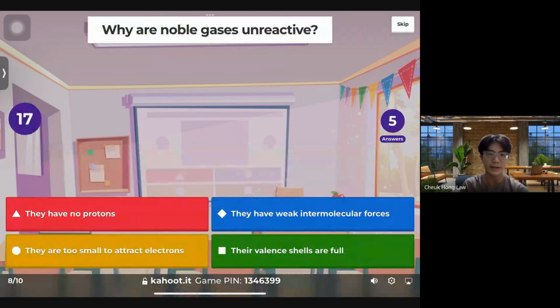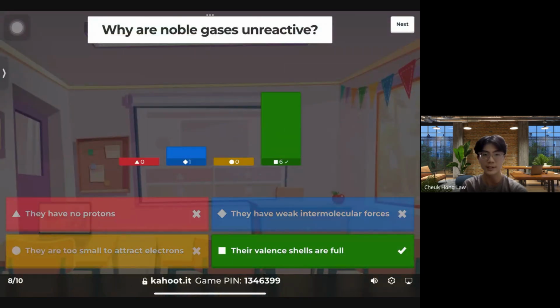Why are noble gases unreactive? Because they have a full valence shell. Okay, they already have a stable electronic configuration.